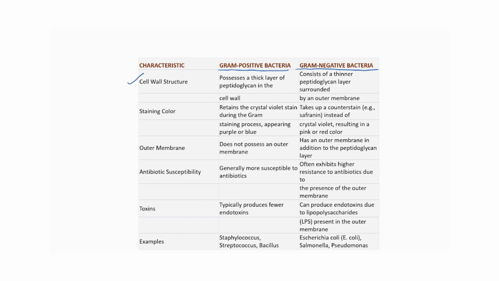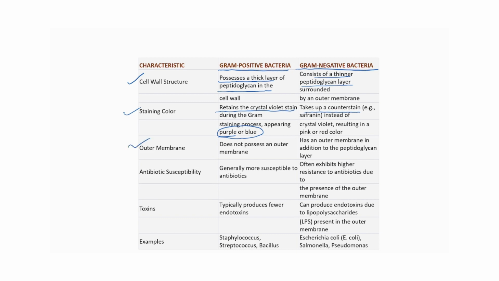First one is based on the cell wall structure. Gram-positive bacteria possess a thick layer of peptidoglycan, while gram-negative bacteria consist of a thinner peptidoglycan layer. Next is staining color. Gram-positive bacteria, because of a thick layer of peptidoglycan, retain the crystal violet stain during the gram staining technique and appear purple or blue in color, while the gram-negative bacteria take up the counter stain, safranin, instead of crystal violet and result in pink or red color.